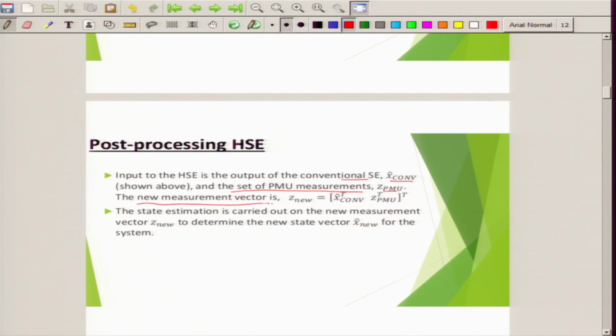Now the new measurement vector is Z new, which consists of X cap conventional, these are the estimated states by using the conventional state estimator, as well as the real measurements of the values of variables which are obtained by using PMUs. Now the state estimation is carried out on the new measurement vector Z new to determine the new state vector X cap new for the system. Now this is the ultimate output of the state estimator, which is X cap new.